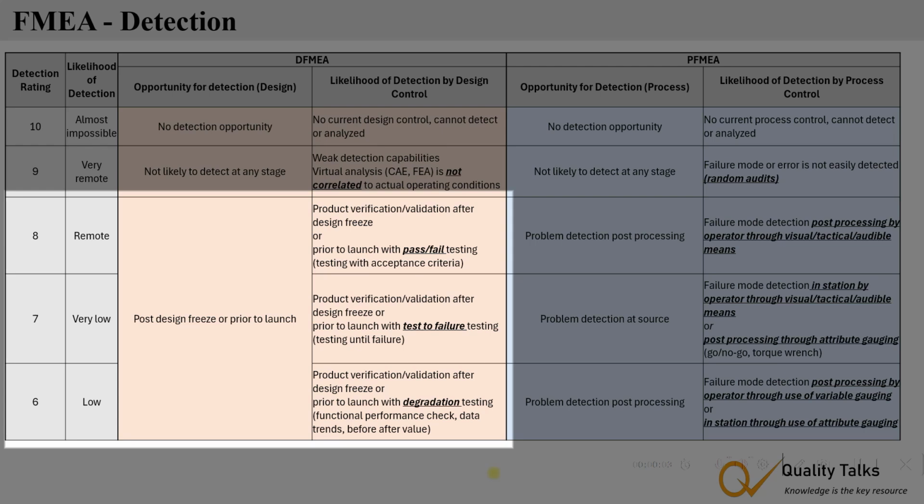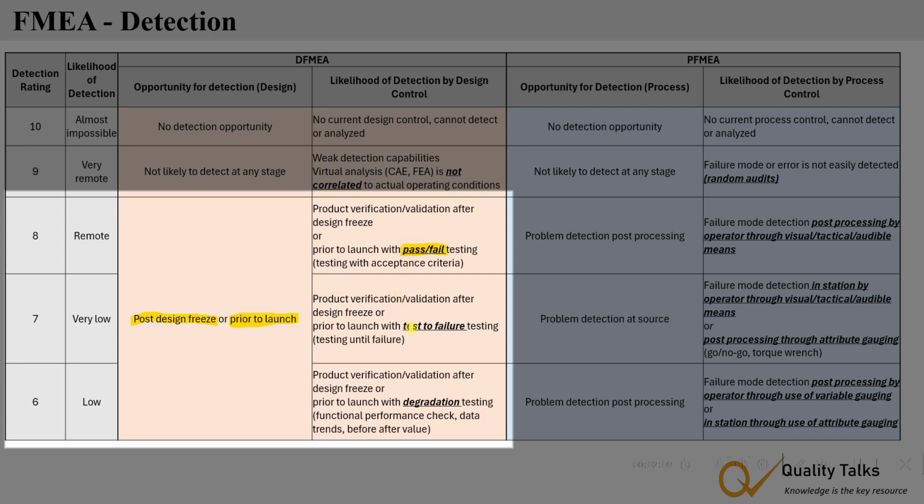Now let's discuss the DFMEA detection rating 8, 7 and 6. 8, 7, 6 are the category where failure detection happens post design freeze or prior to launch, just before the product reaches the customer. For 8, 7, 6, the condition post design freeze and prior to launch is fixed. The difference is when the detection rating is 8, you are able to test whether the product is passing or failing. It is just an attribute analysis about the product.